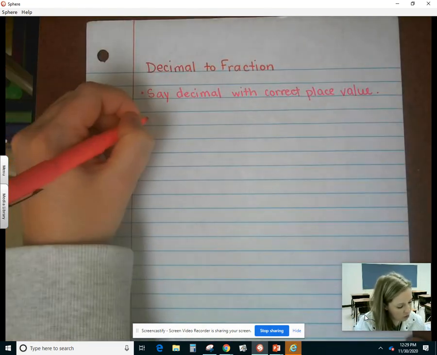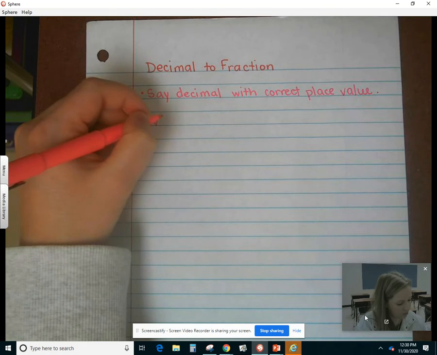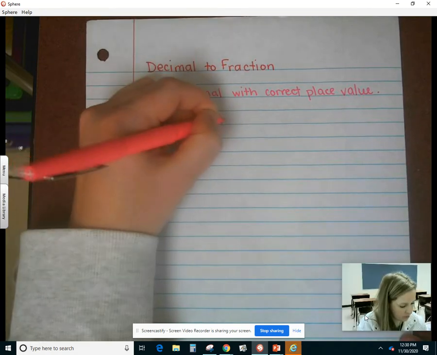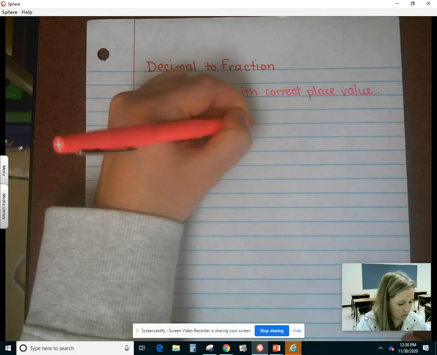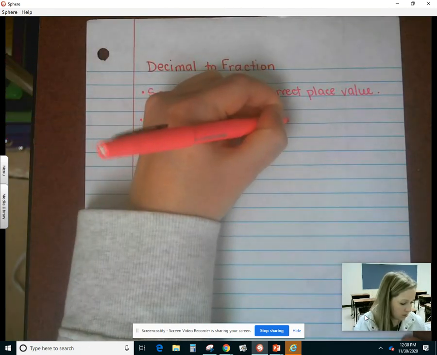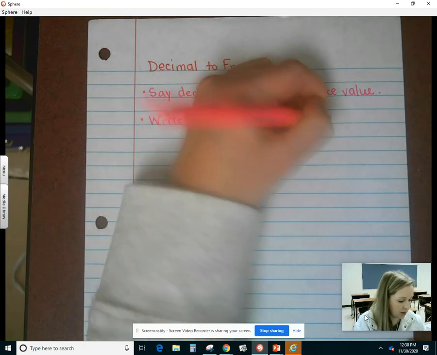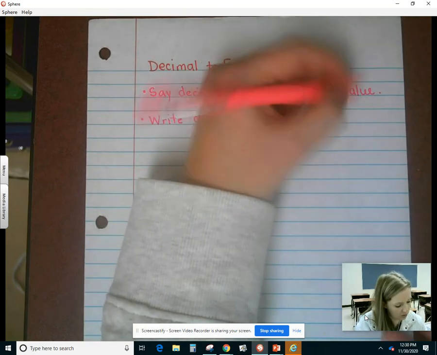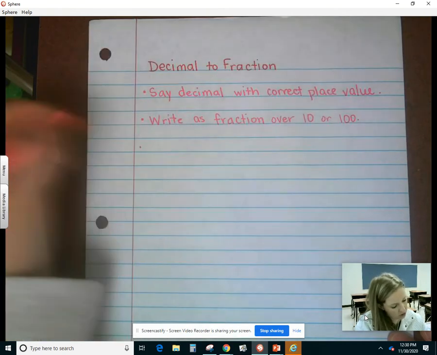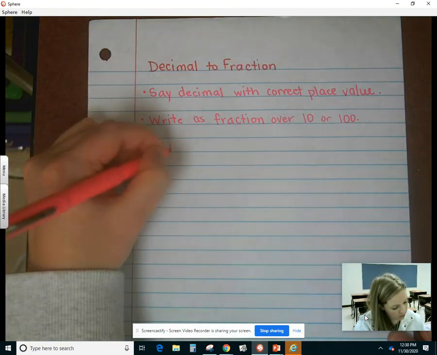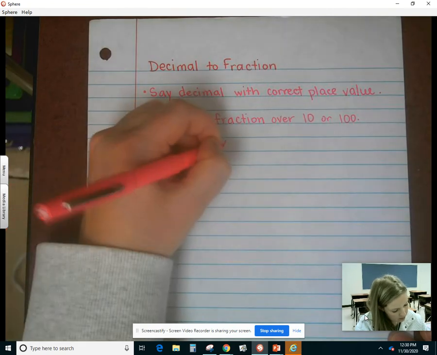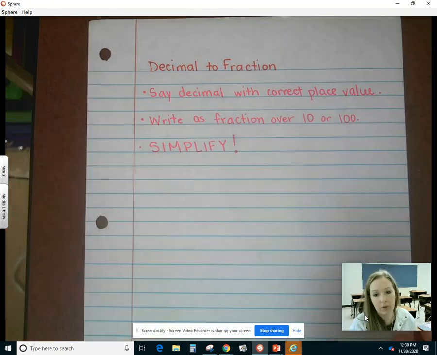Step 2 is that you're using that place value that you just said. You're going to write it as a fraction. And it's going to be over 10 or 100, depending on if you said tenths or hundredths. And step 3, which is super, super important, and it's the step that most people forget, is that you have to simplify.